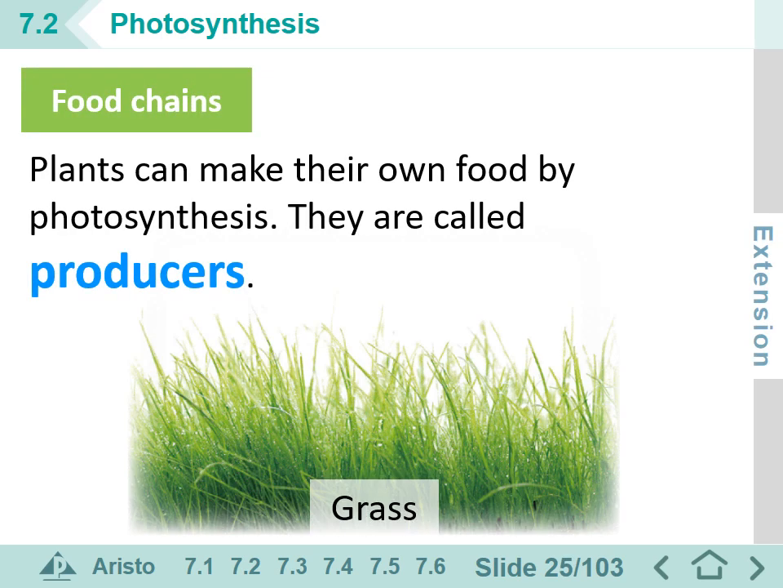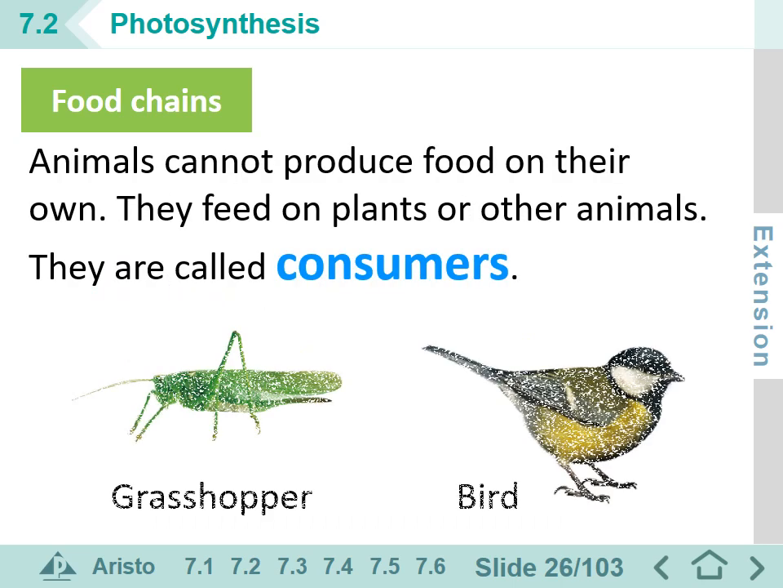And we will also talk about food chains. You have already learned this in primary school, right? The plants can make their own food by photosynthesis. They are called producers. So the things which can carry out photosynthesis are called producers. The animals cannot produce food on their own and they feed on plants or other animals. They are called consumers.